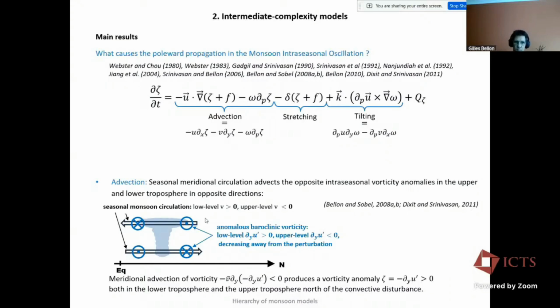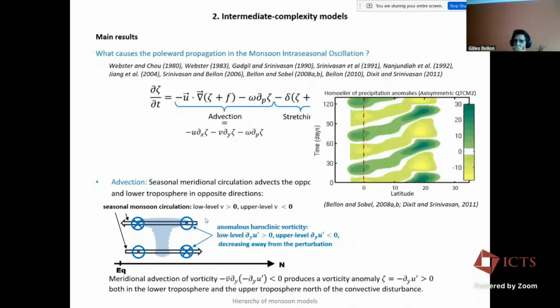So the seasonal circulation is going to advect anomalies of opposite signs in opposite directions at the top and the bottom of the atmosphere. That creates vorticity that has the same sign over the whole atmospheric column, around the maximum of convection. And that explains this pattern of vorticity and the northward propagation. And that's the type of result I would get in the full model thanks to this mechanism here.